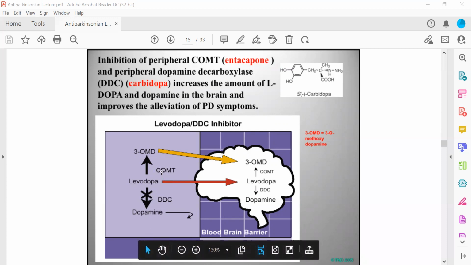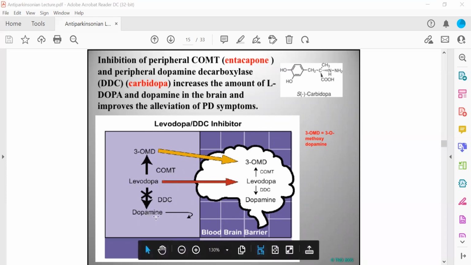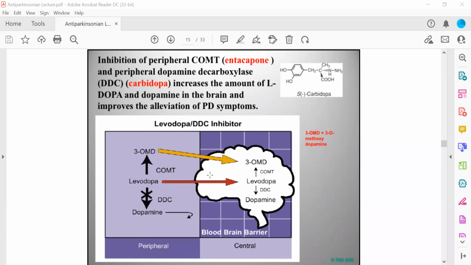Even enzymes like catechol O-methyltransferase, that enzyme is also part of the peripheral system. So that can also cause the conversion of levodopa into inactive metabolites. So 3-OMD is 3-O-methyldopa. It's a deactivated form of dopamine. So you can already see here that usually what happens is that they prescribe levodopa with carbidopa to block the dopamine decarboxylase enzyme in the peripheral system, so that levodopa doesn't get converted to dopamine before it crosses the blood-brain barrier.